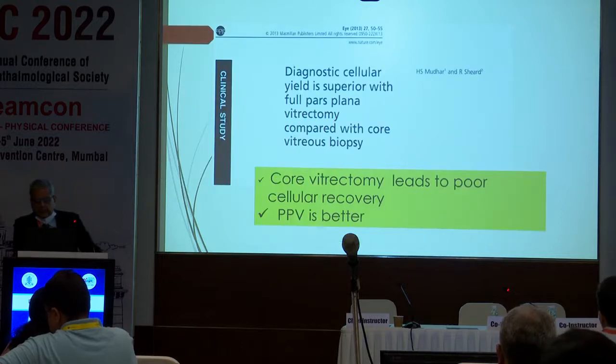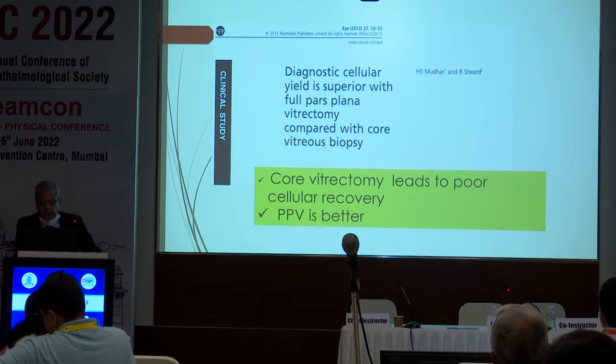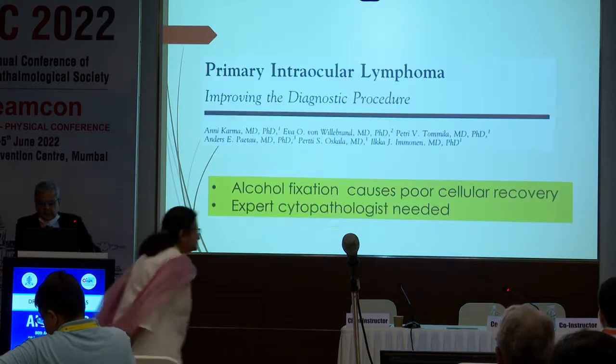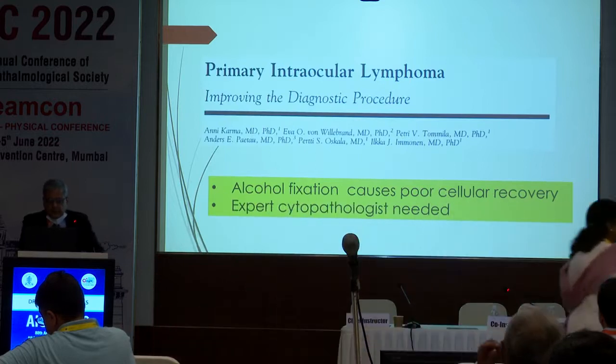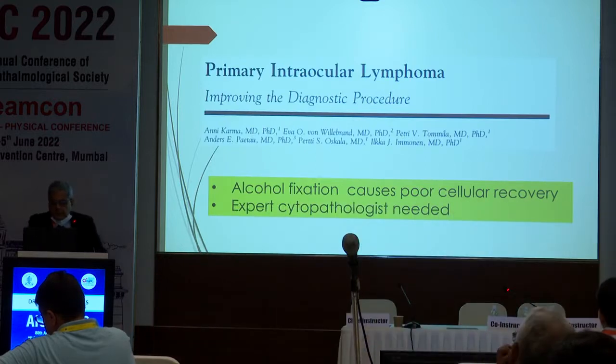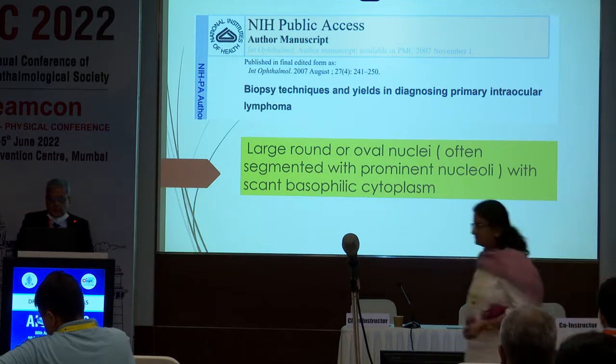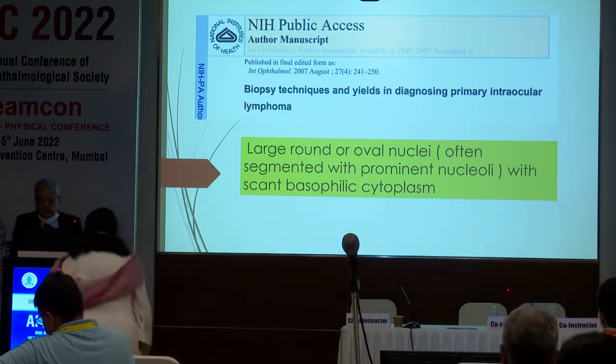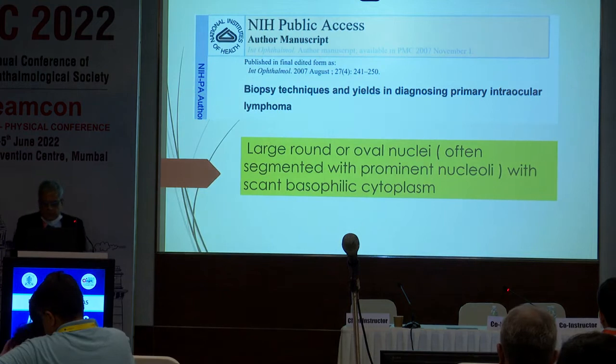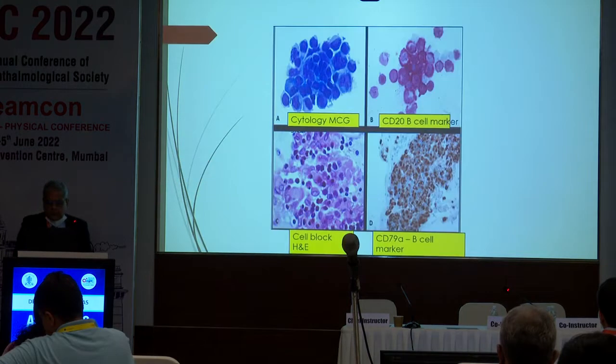And core vitrectomy leads to poor cell recovery. Partial vitrectomy is better, as is mentioned over there. In primary intraocular lymphoma, alcohol fixation causes poor cellular recovery. An expert cytopathologist is needed. Biopsy technique and yield: large round or oval nuclei, segmented, with prominent nucleoli and scanty basophilic cytoplasm, as we see over here.